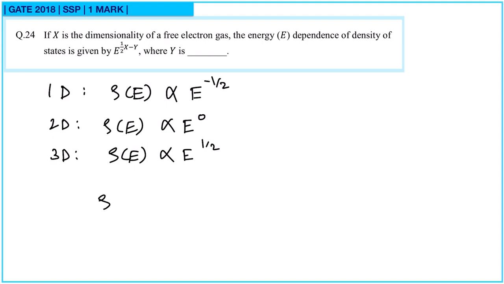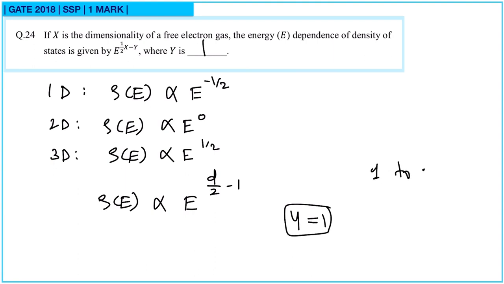So if we have an n-dimensional system, then we can write this as proportional to E raised to d by 2 minus 1, where d is dimensionality. If I put 1 here, 1 by 2 minus 1 is minus half. If I put 2 here, 2 by 2 minus 1 is 0, and 3 by 2 minus 1 is half. So this is the general formula. So the value of y here is 1. So the answer is 1. Answer range is 1 to 1.